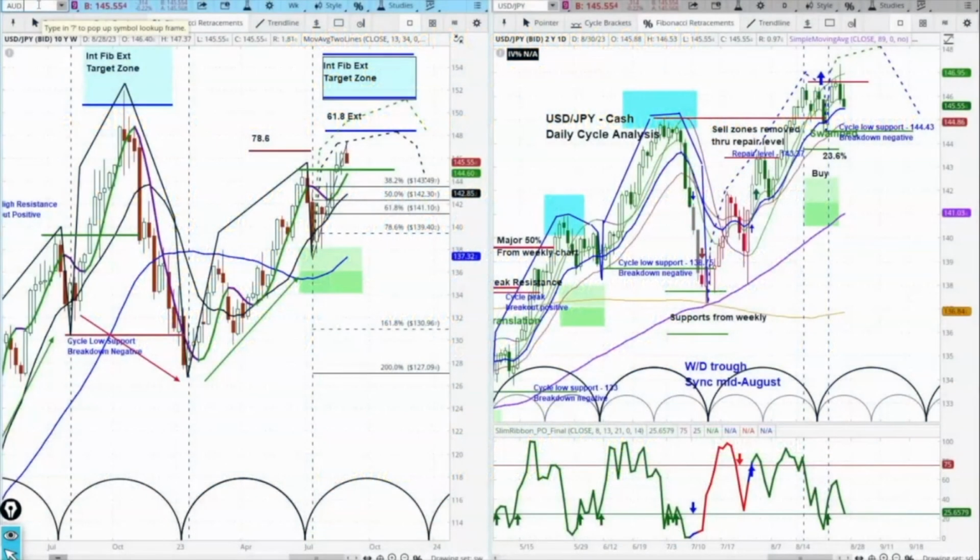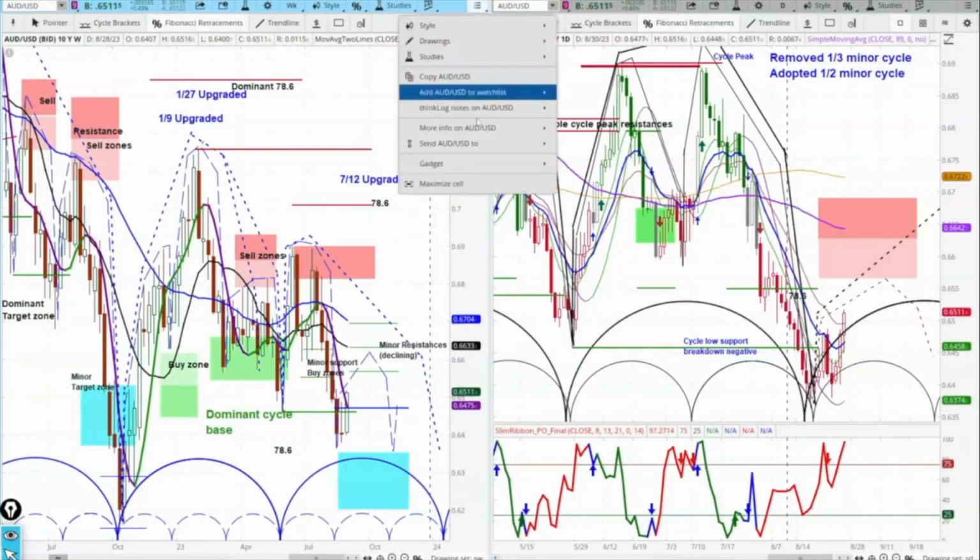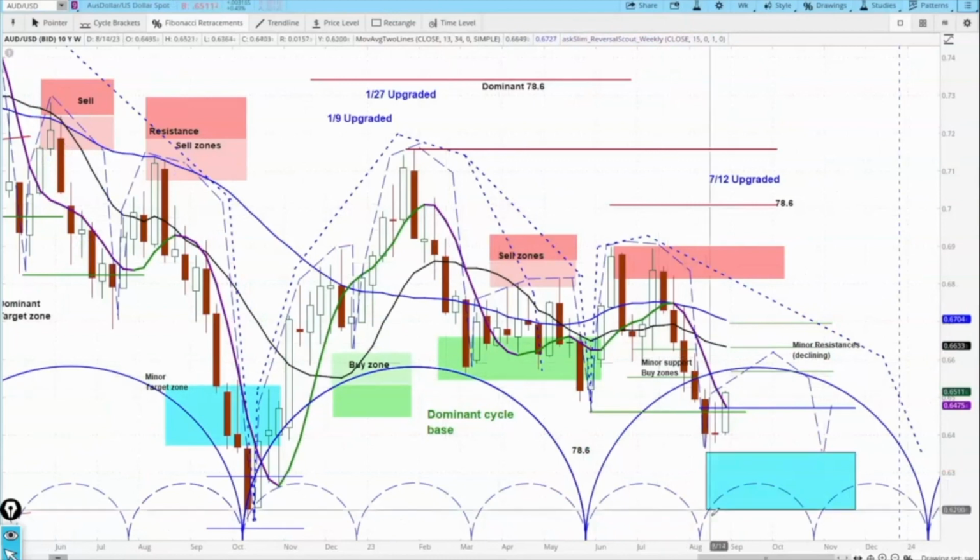Shift over to the Aussie dollar, US dollar. And what we're seeing here is what we have been watching for closely, and that is a minor weekly low that is very likely now in place in the Aussie dollar, US dollar.